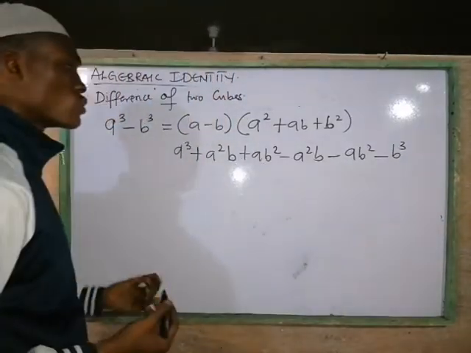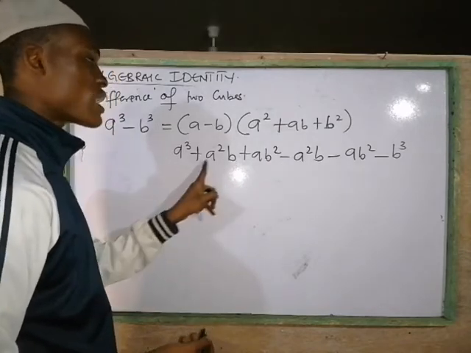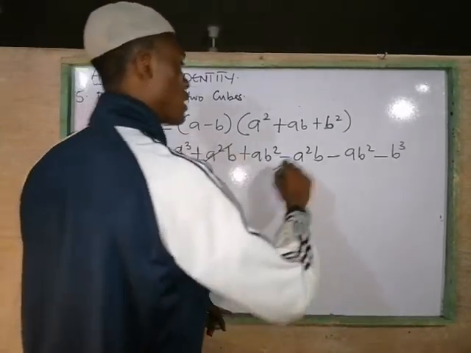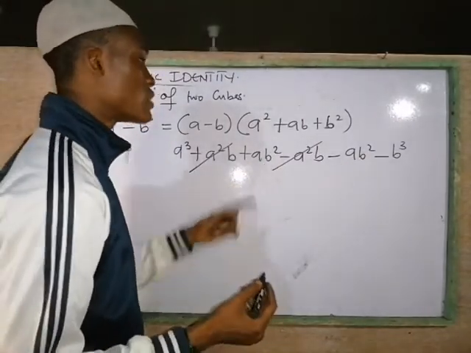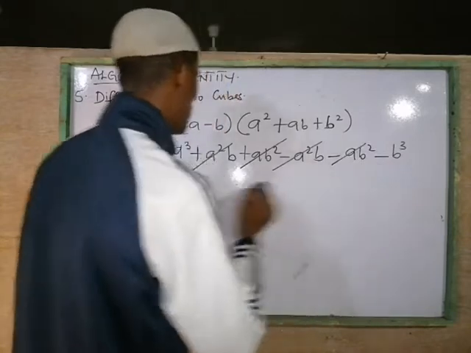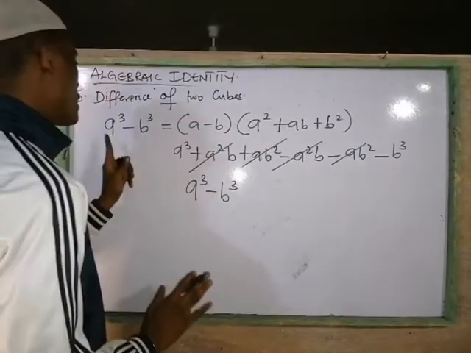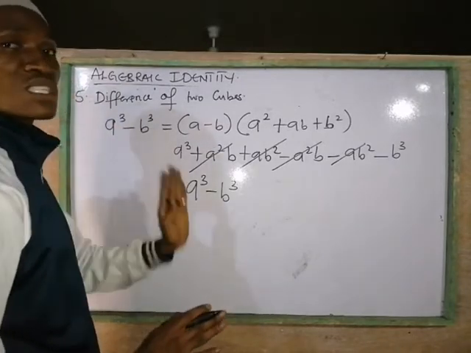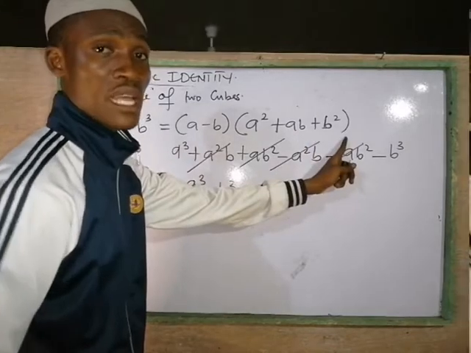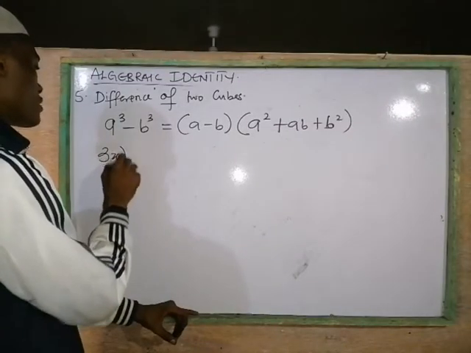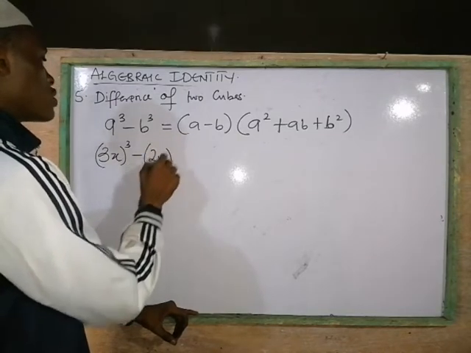So there are some things that can go. A squared B minus A squared B, they are the same value with different signs, so we cancel out. Plus AB squared minus AB squared, the same value with different signs, so they cancel out. So we are left with what? A cube minus B cube. So I'm actually sure that A cube minus B cube, its expression is this value that I have, 3x raised to the power of 3 minus 2y raised to the power of 3.